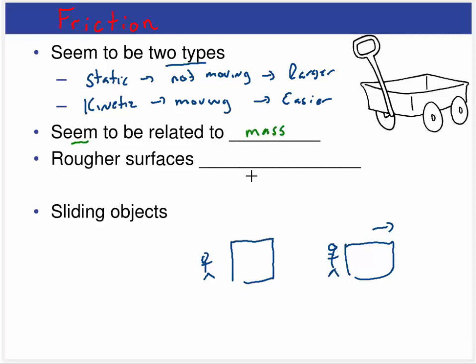It does seem to be related to how massive an object is. The more massive an object is, the more friction there seems to be. And rougher surfaces tend to slide less easily than smooth surfaces. So think of pushing a box across some concrete versus pushing a box across ice. Rougher surfaces tend to have more friction.